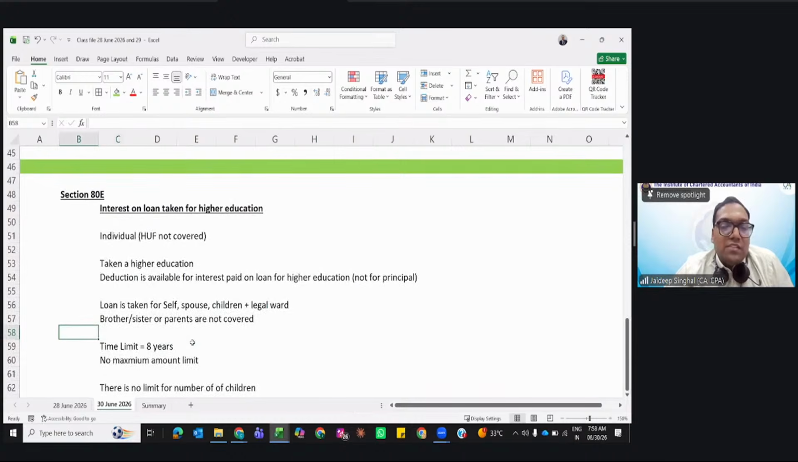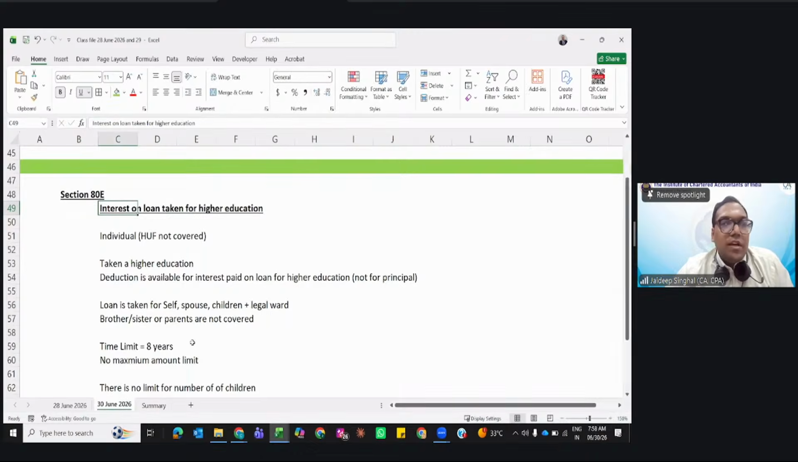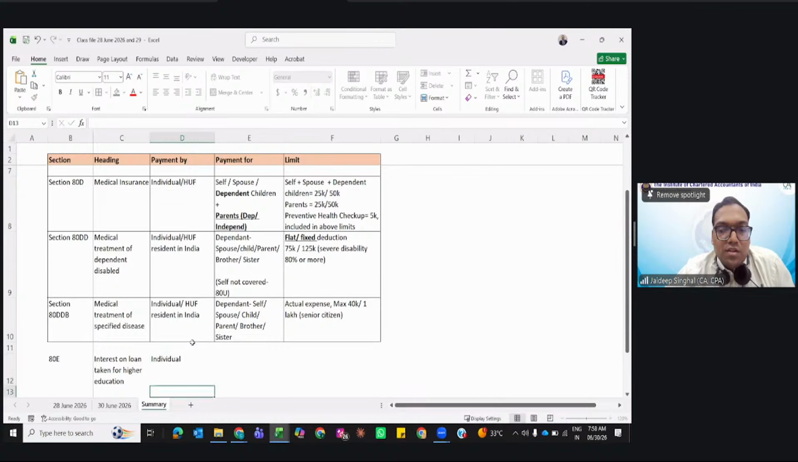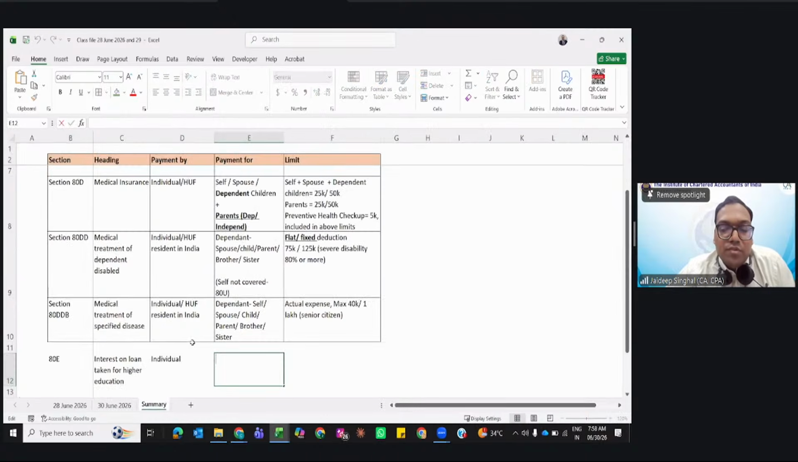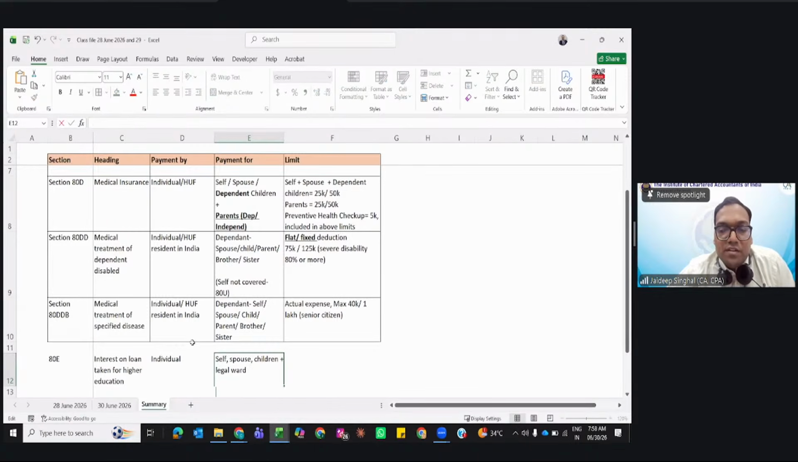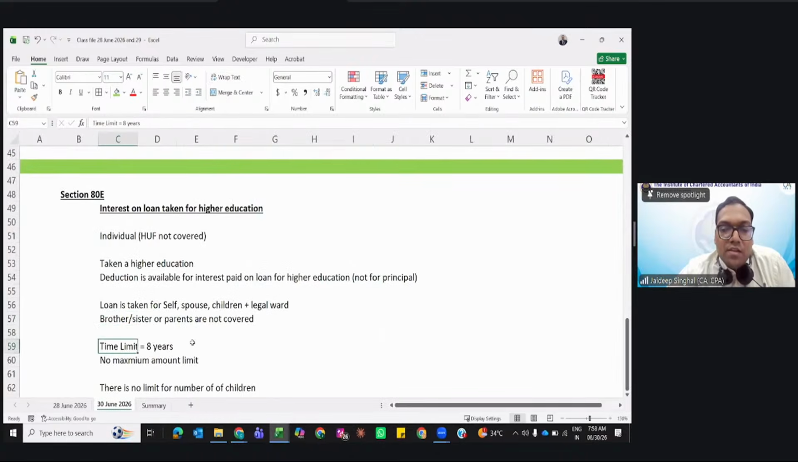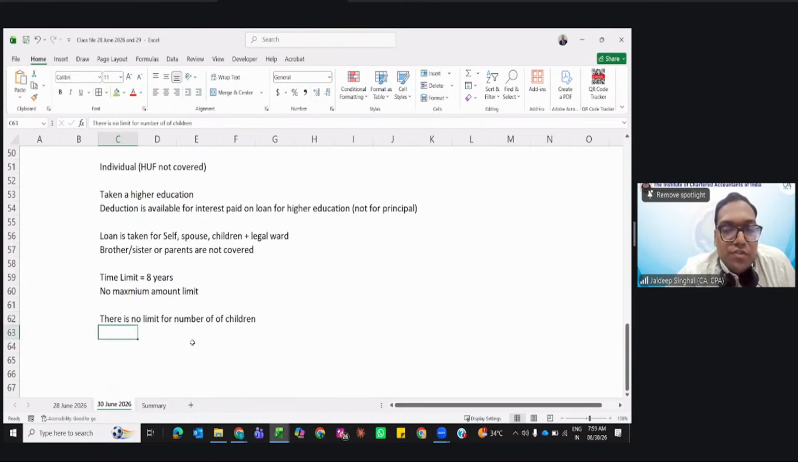See, if you have this type of analysis with you, this will help you to remember a lot. Okay, now let's write it here. 80E is for the interest on loan taken for higher education. It is for the individual only. Payment is for self, spouse, children plus legal ward, for whom you are the legal guardian. Brother, sister, parents are not covered. Let me write it specifically here. There is no maximum amount limit, but there is a time limit. Time limit is 8 years. There is no limit on number of children.